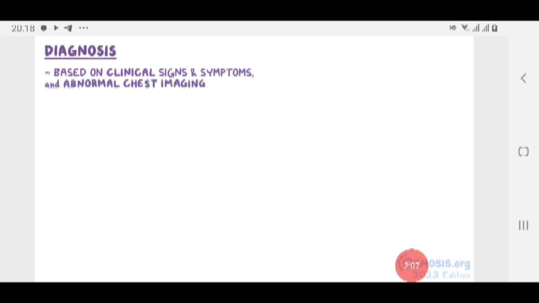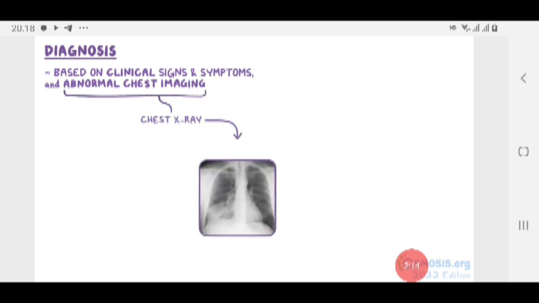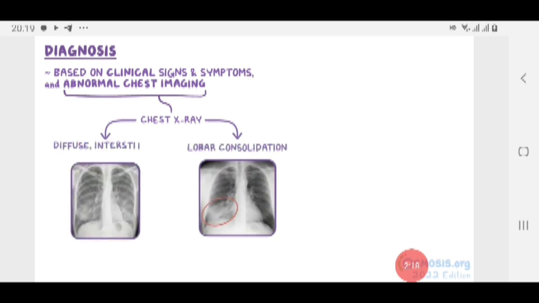The diagnosis of pneumonia is based on having clinical signs and symptoms along with abnormal chest imaging, most commonly a chest X-ray. In pneumonia, a chest X-ray typically shows either a lobar consolidation or a diffuse interstitial infiltrate.